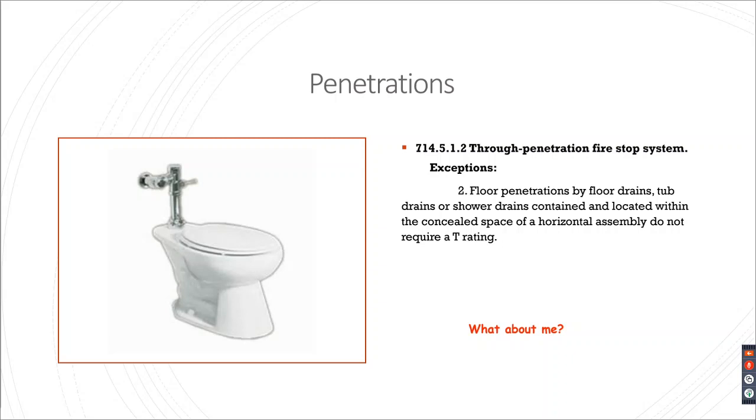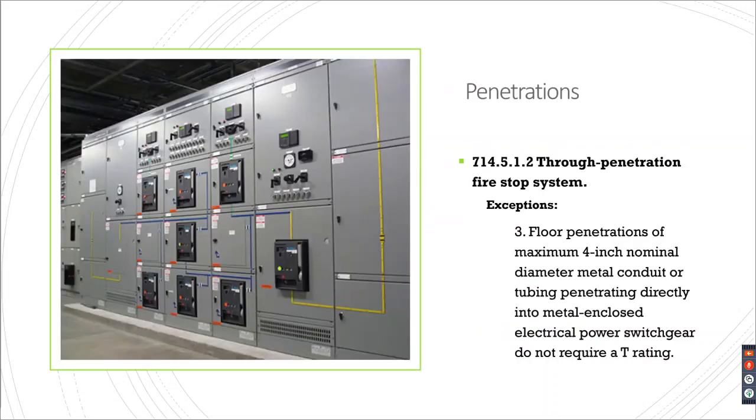And on our site, we have pre-approved details on our OSHPD HCAI site for the fire pre-approved details. You'll see one in there for when you have a penetration from the toilet. Exception number 3, floor penetrations of maximum 4-inch nominal diameter metal conduit or tubing penetrating directly into metal enclosed electrical power switchgear. Those don't require the T rating either.